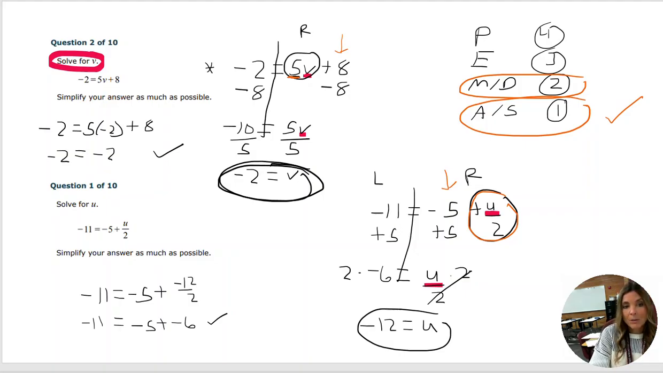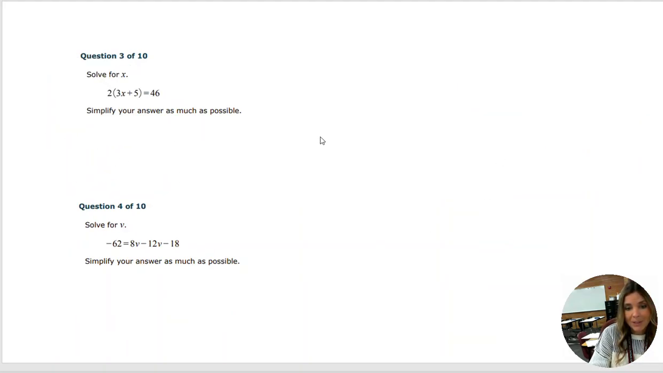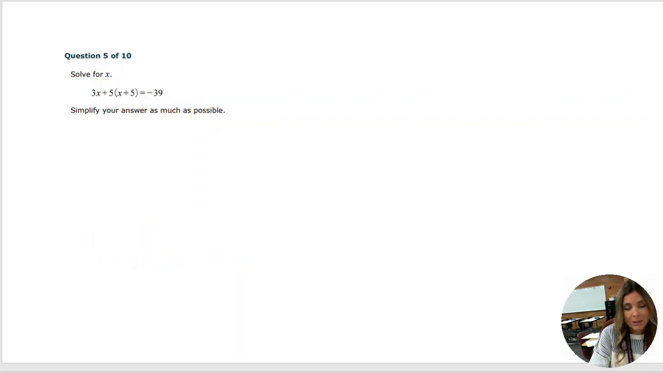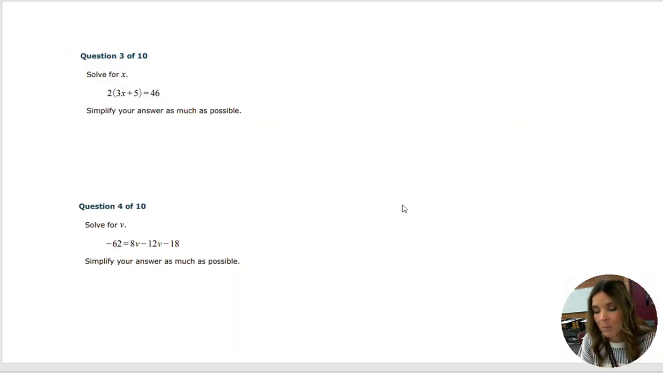Okay, so these are some review questions from 7th grade. We need to review a couple of other things, and then we will move to solving variable on both sides equations, which is an 8th grade skill.